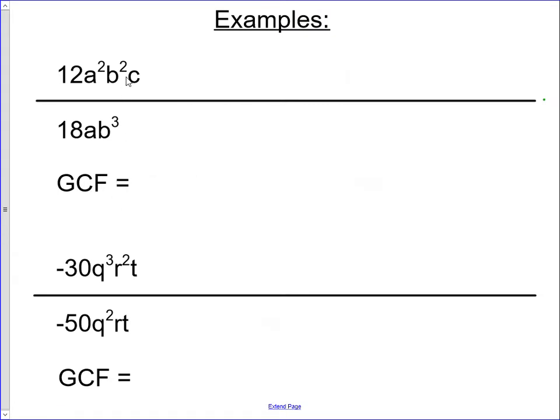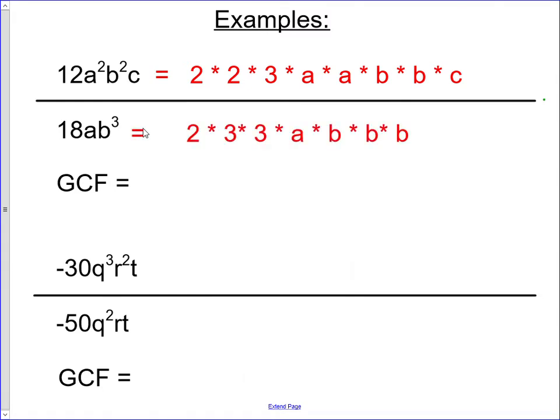Our first example up here, we have 12a squared b squared c, and our other term is 18ab to the third power. Let's go ahead and factor both these terms. Well, 12 is 2 times 2 times 3, and then a squared is a times a, b squared is b times b, times c. Our next term is 18ab to the third power. Well, 18 is 2 times 3 times 3 times a times b times b times b.